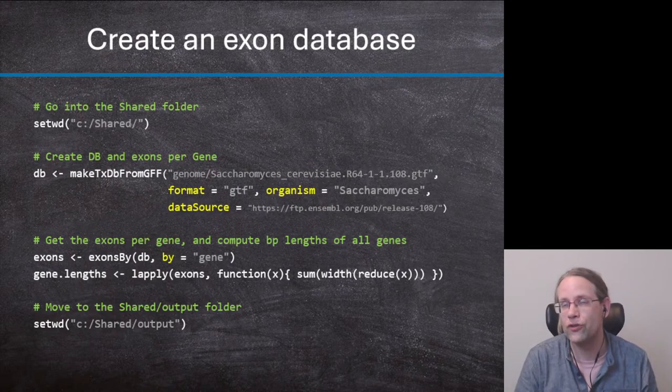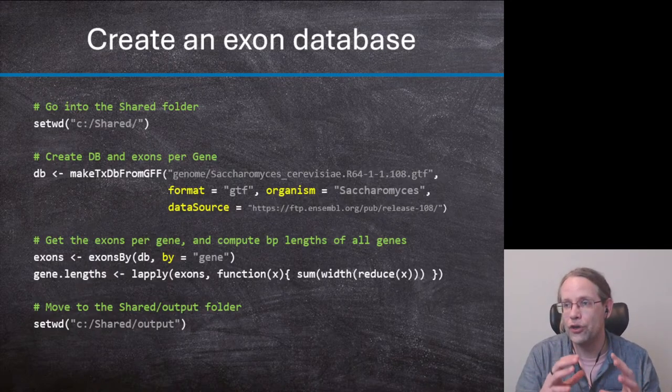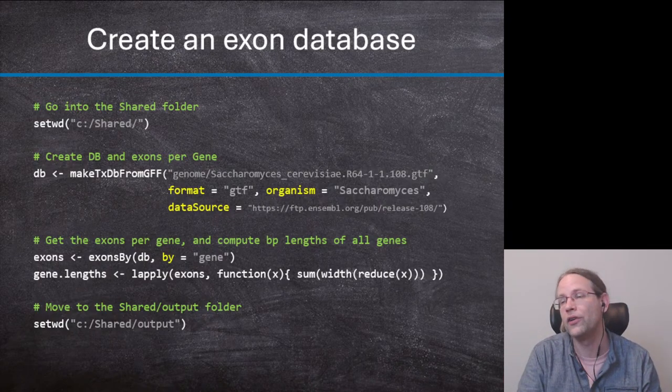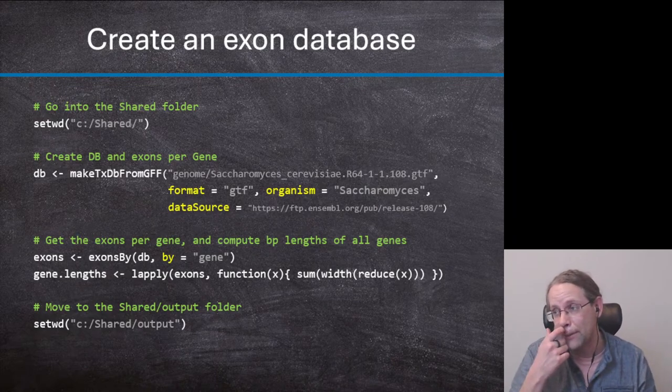So if a gene has 5 exons and it's the first gene in the genome, then it will return to me a list. The first element of the list will be a list of 5 exons. The second gene will be second, and it will have all of the exons there.